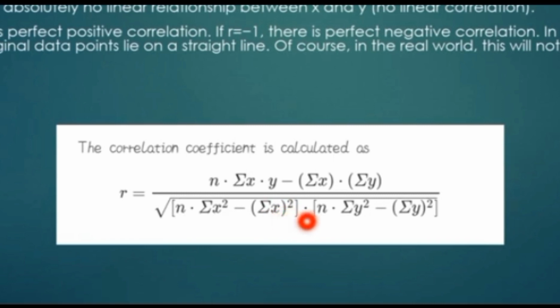So, let's proceed. n times the sum of y squared values minus the sum of y values, then squared. So, let's proceed to the next.